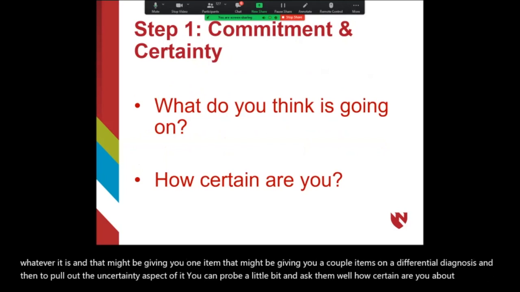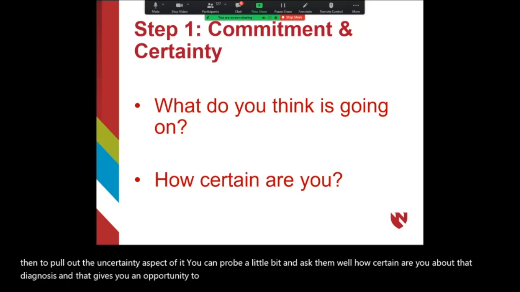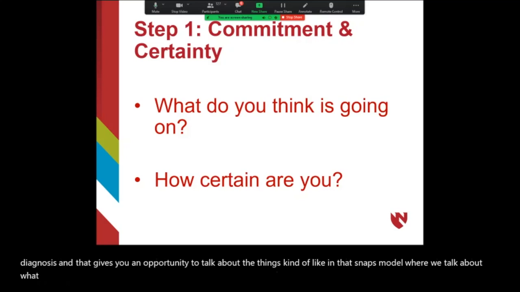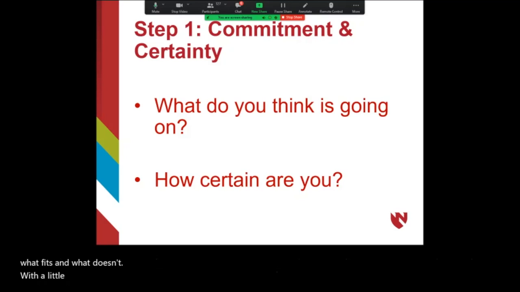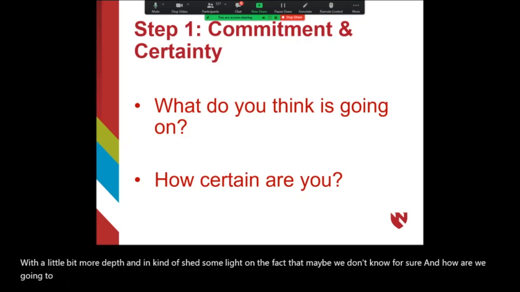And that gives you an opportunity to talk about the things kind of like in that SNAPS model, where we talk about what fits and what doesn't, with a little bit more depth and kind of shed some light on the fact that maybe we don't know for sure, and how are we going to deal with that as we actually manage the patient.